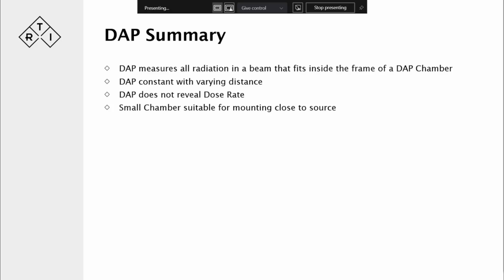A smaller chamber is suitable for mounting close to the source, like in dental applications. So that's what we would recommend in that case. Larger chambers are more suitable for radiography or fluoroscopy, where you have standard rails that you can slide them into and do your verification, or you can even tape them onto the collimator to check the output and to verify the integrated DAP chamber. A smaller DAP chamber may be too small to capture the complete beam. That's why a larger chamber would be more suitable in this case.